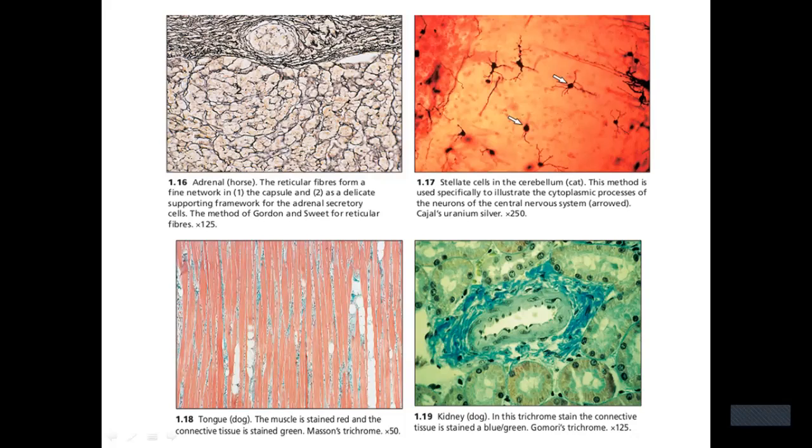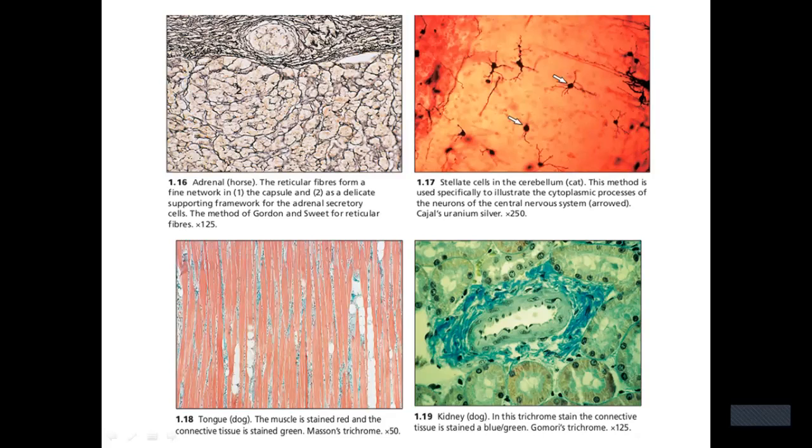Reticular fiber. This figure shows satellite cells in the cerebrum, in the brain. This method is used specifically to illustrate the cytoplasmic processes of the neurons of the central nervous system. Silver impregnation, black in color. This is also black, special stain, silver impregnation, showing the cytoplasmic processes of the neurons in the cerebrum of the nervous tissue.